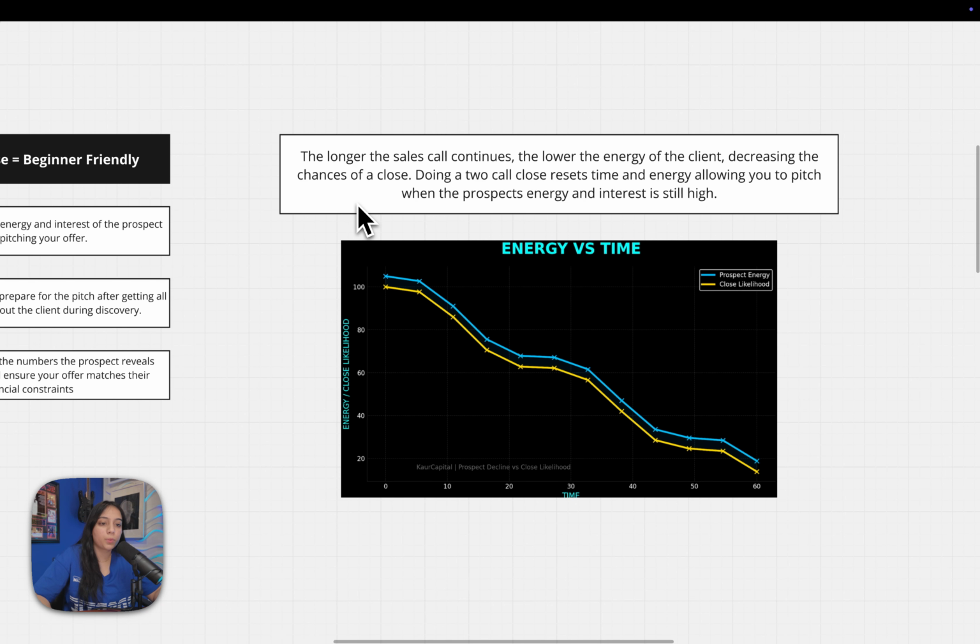So by having two calls, which are slightly shorter, it's allowing you to keep the interest higher by the end of the call, and it just makes sure that there's a higher likelihood of actually booking the next call and then closing the prospect in the second call. So allow yourself to have a quick break between the two calls.